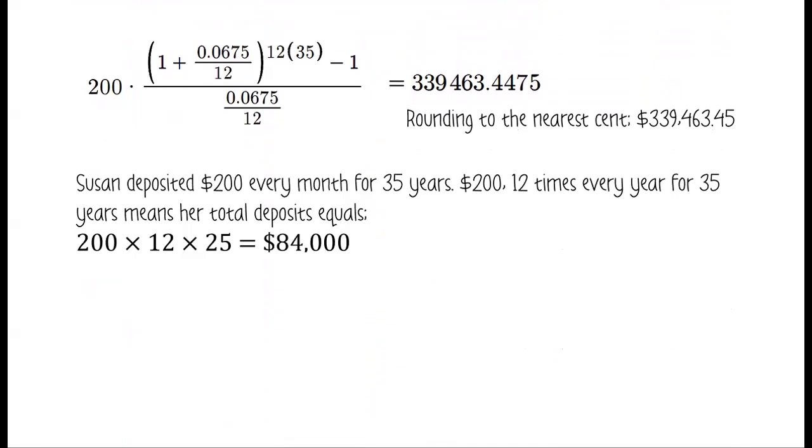So Susan deposits $200 every month for 35 years. $200, 12 times a year, right? 12 months in a year, for 35 years means her total deposits add up to, and our calculations are 200 times 12 times 25. You can grab a calculator and do that. Just double check my math if you'd like. Oh, not 25, 35. Definitely double check my math if you want to. Okay, I'll fix that. There we go. Fixed it. 200 times 12 times 35, 35 this time, is $84,000.